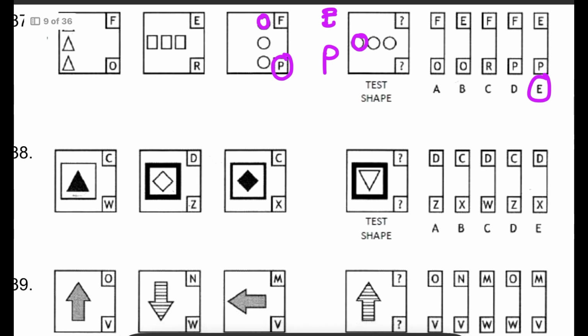Question 38. So here these two both have a C as the first letter. And they both have a black inside shape, whereas the test shape has a white inside shape, same as this one. The first letter here is a D, the first letter here will also be a D.